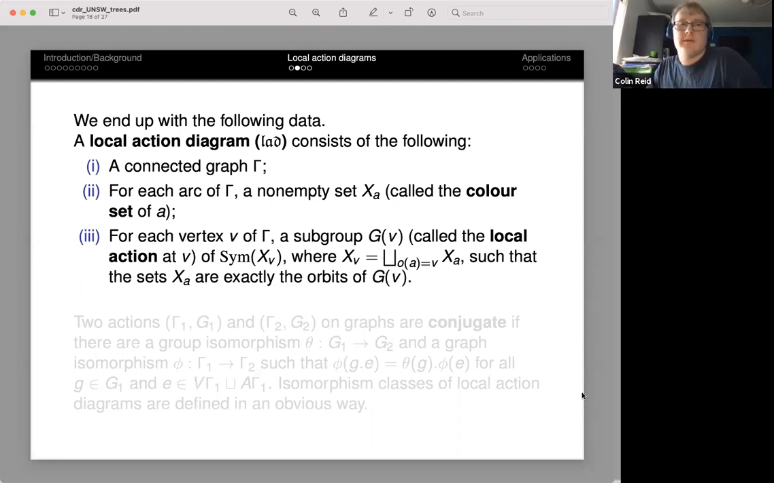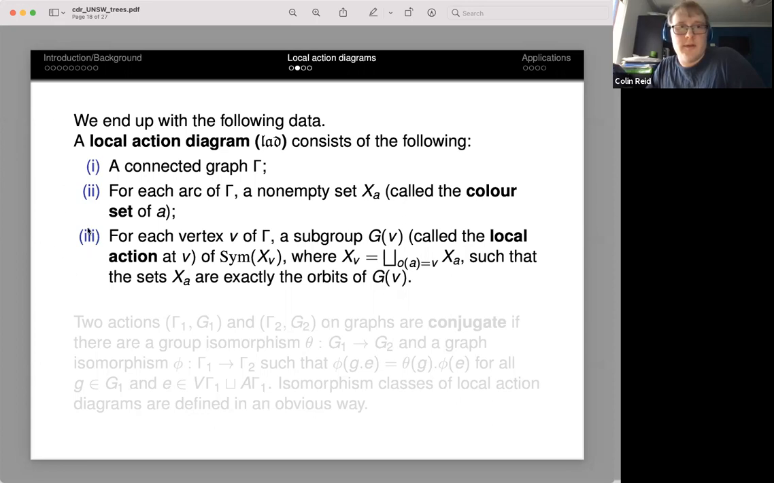So what we end up with is the following data. A local action diagram consists of a connected graph gamma. For each arc A of gamma, a non-empty set X_A, which we call the color set of A. And then for each vertex V of gamma, we have a subgroup of the symmetric group on X_V, where X_V is the disjoint union of all the X_A for the arcs coming out of V. And moreover, the action of G_V should be such that its orbits are exactly these sets X_A.